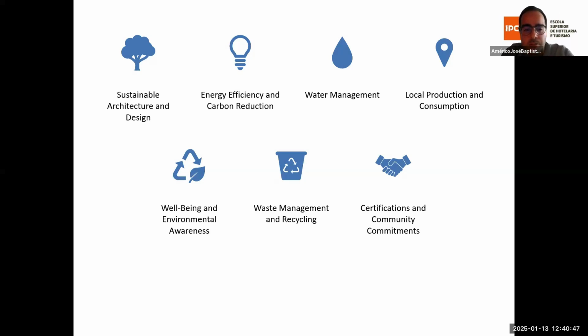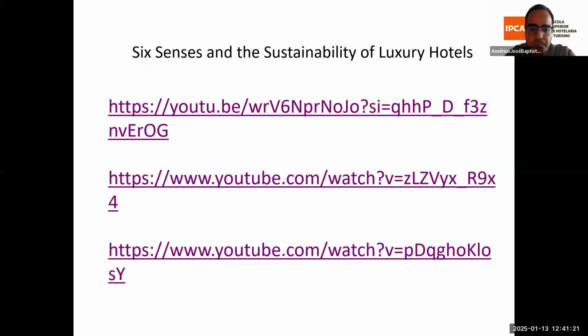I present this example because Six Senses Douro Valley demonstrates that it is possible to offer a luxurious experience without compromising ecological responsibility. For example, with practices ranging from renewable energy use to supporting the local economy and environmental preservation. The hotel stands as a benchmark in sustainable tourism. Okay.